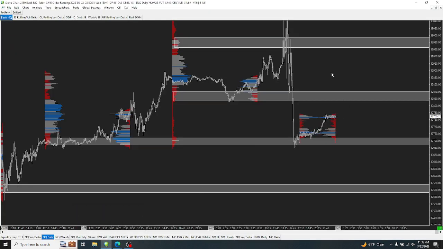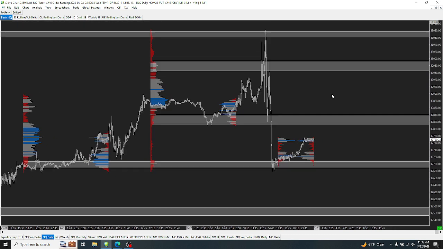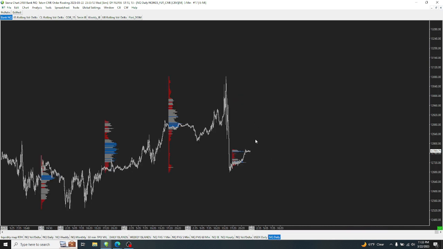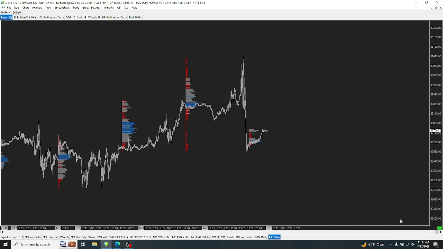Right now, this is what I have going into tomorrow. Globex will change that. We'll trade the RTH ones as well, so we'll chart those as we get into it. But let's just go to a fresh chart, and we can walk through.